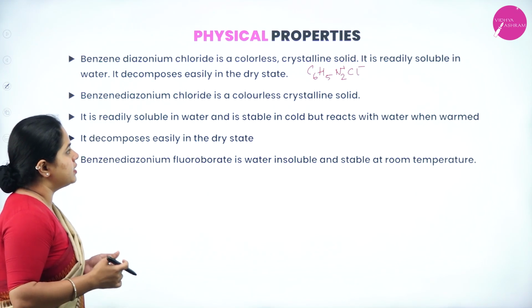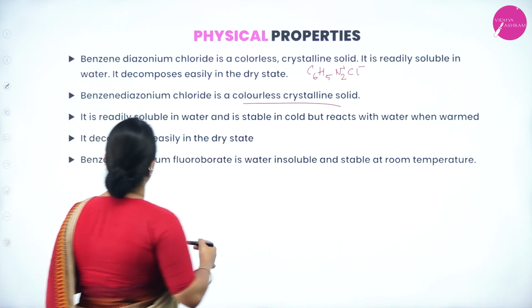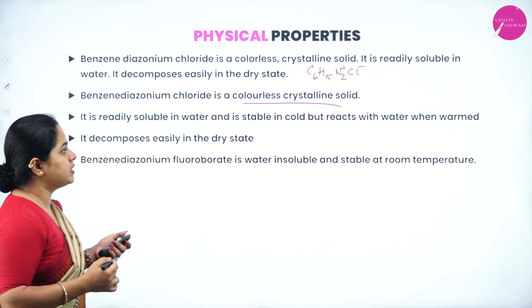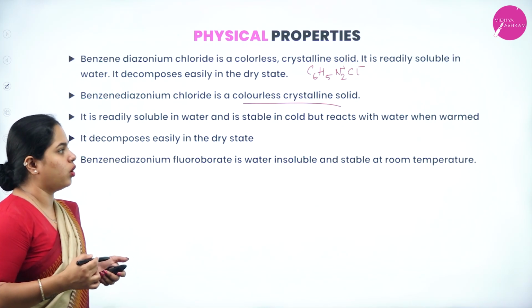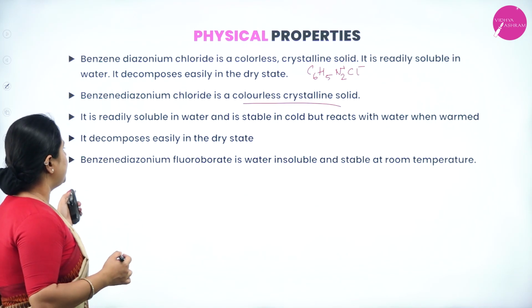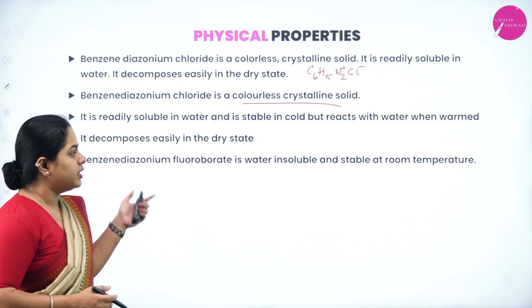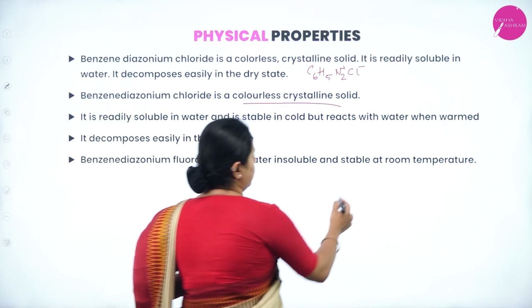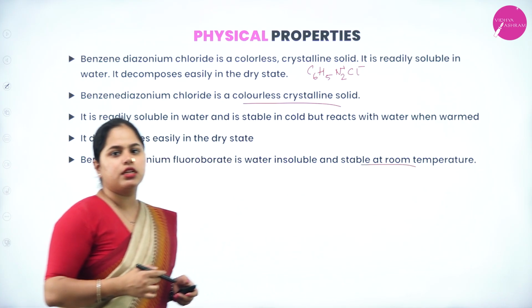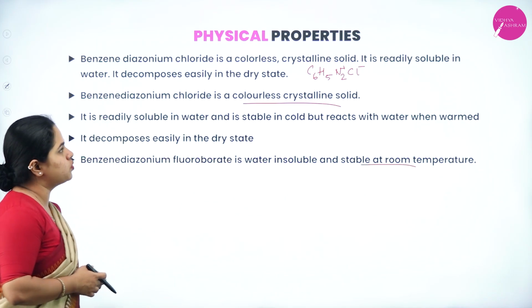Benzene diazonium chloride is a colorless crystalline solid. It is readily soluble in water and is stable in cold but reacts with water when warmed. It decomposes easily in the dry state. Benzene diazonium fluoroborate is water insoluble and stable at room temperature. So these are the few physical properties of benzene diazonium salt.